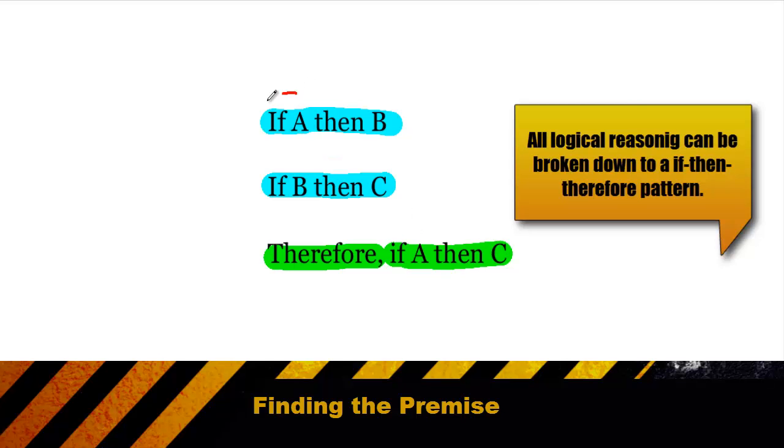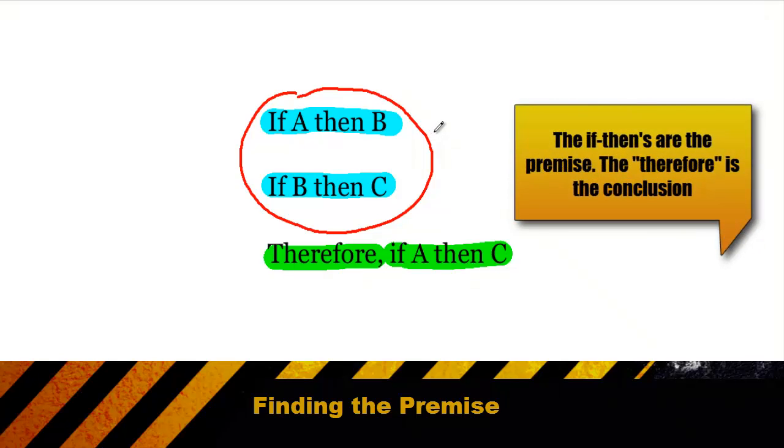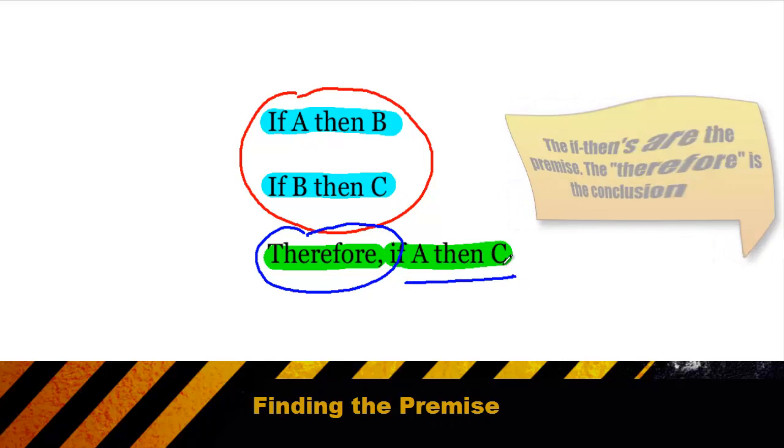In a logical structure, the first two if-then statements are considered the premise, meaning the author considers those points as facts. The part of the argument after the therefore, that's the conclusion or the opinion, or the part where the author is trying to change the reader's mind.